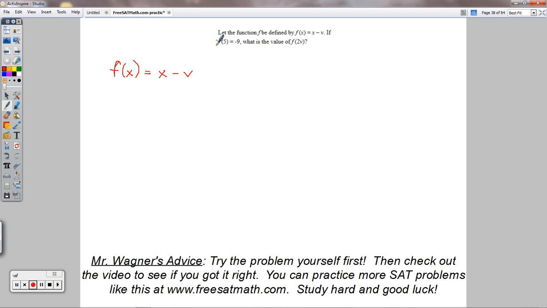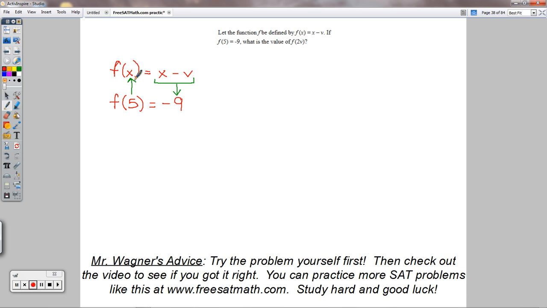It also tells us this, that f of 5 equals negative 9. So it looks like if I plug in 5 for the x value, this whole part right here, the x minus v part, becomes negative 9. So I can think of it like this.